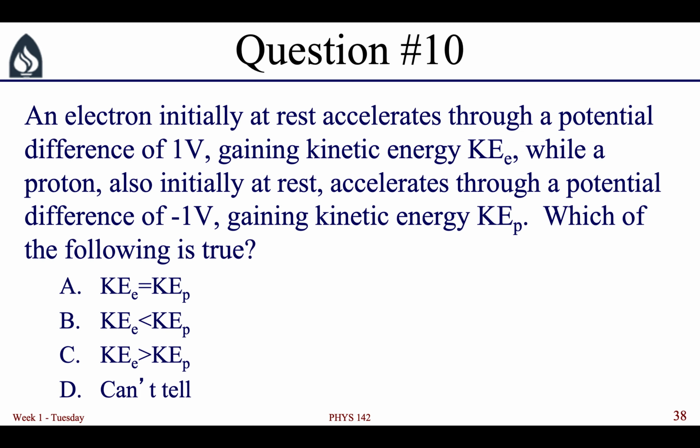So next, let's look at this question. An electron initially at rest accelerates through a potential difference of 1 volt, gaining a kinetic energy Ke_e, while a proton also initially at rest accelerates through a potential difference of -1 volt, gaining kinetic energy Ke_p. Which of the following is true?